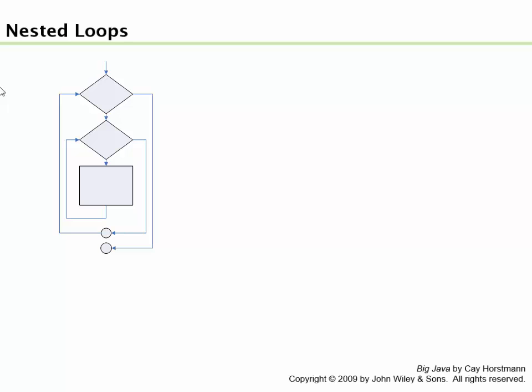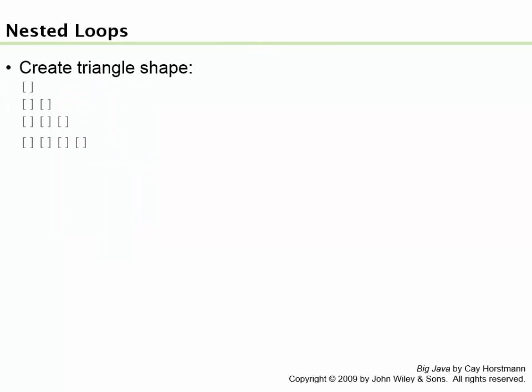Now remember the diamonds mean you're asking a question or it's like a condition. The boxes mean just process blocks. So we're going to see how we create a structure like this inside of Java. That's the goal today. But for the example, what they're doing is trying to create a triangle.